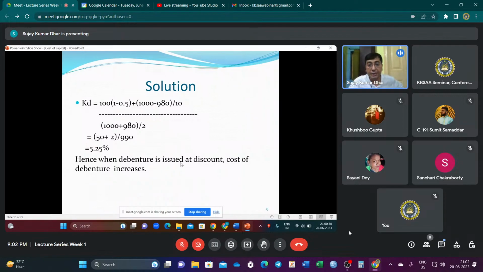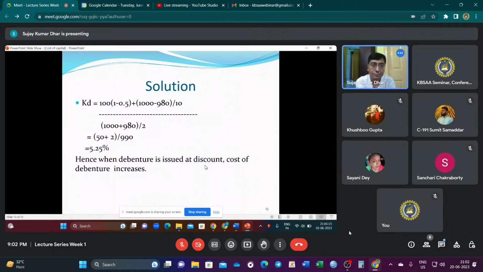So when debenture is issued at a discount, cost of debenture increases. Why? Because the investors of debentures are paying a lower price than the face value. So the company is receiving less, but the company is giving redemption at face value. That means the company's receivable is less and the company's payable is more. If receivable is less and payable is more, cost of debenture increases. Am I clear?